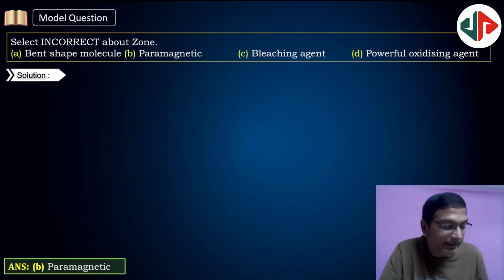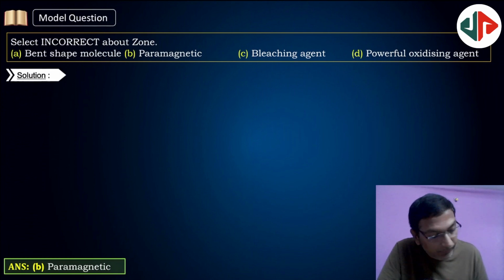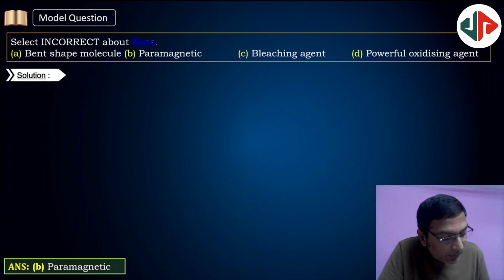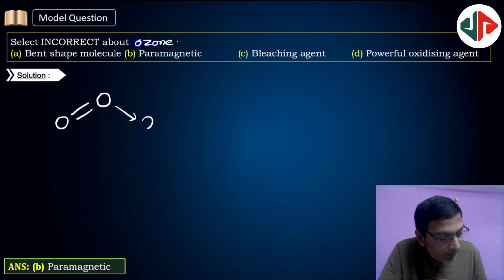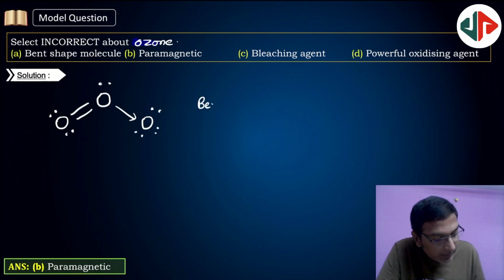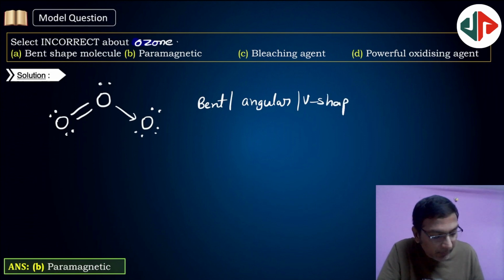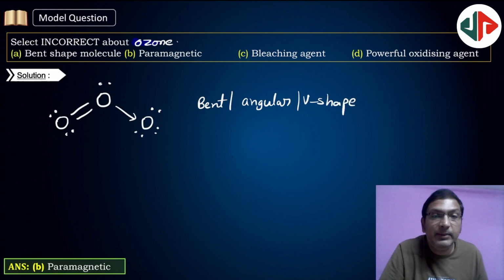Select the incorrect statement about ozone. Here ozone must be there. So you know ozone is a bent molecule. Like this you can write. And here a double bond, here 1 pair, here 2 pairs, and here 3 pairs. So bent or angular or V shape. So bent molecule, which is correct.